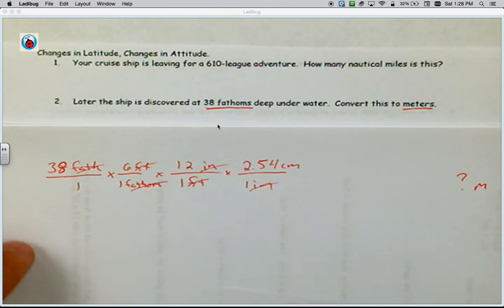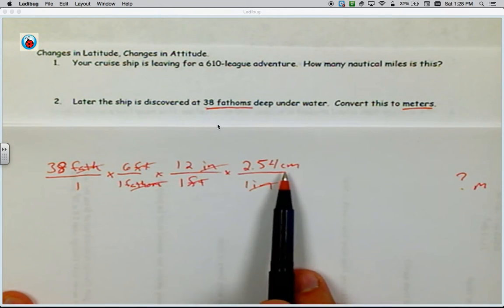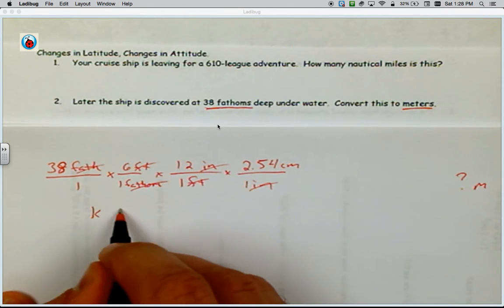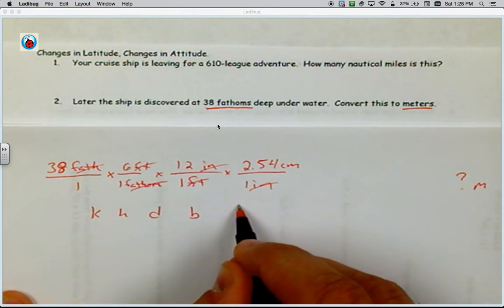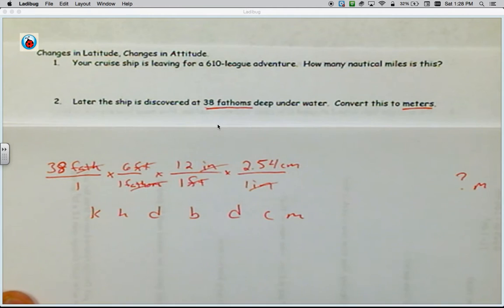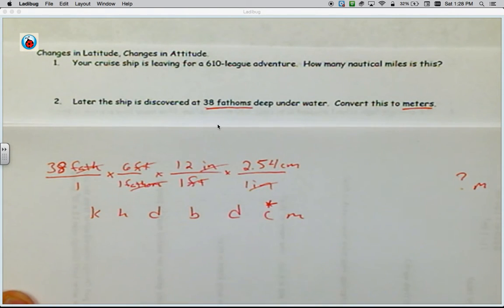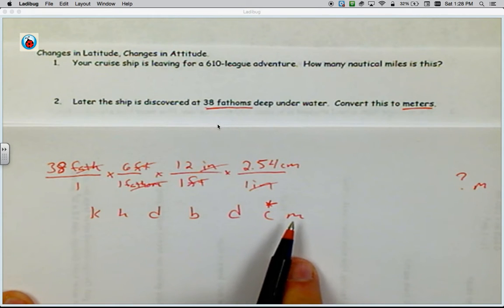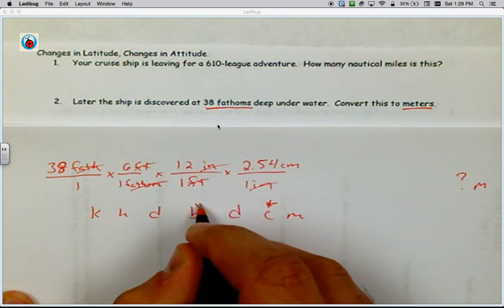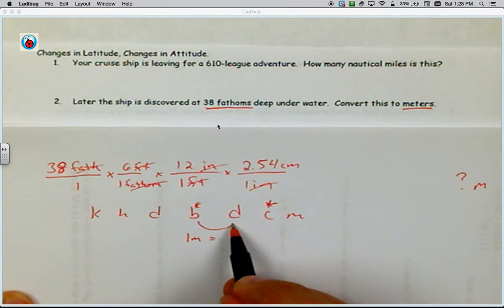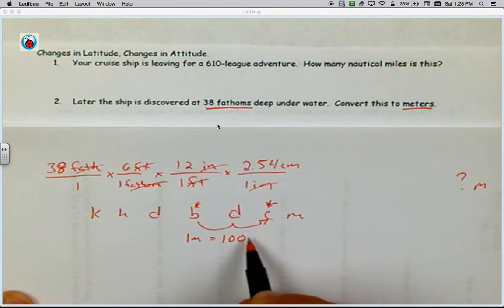Now we've got a predicament. We're trying to get from centimeters to meters. Ooh, centi. Centi's one of our prefixes. King Henry died by drinking chocolate and milk. Now which one's bigger? A centi or a meter? Wait, where's meter? Is this meter? No, I think that's milli. Meter's over here at the base. So our base, 1 meter, is bigger than centi. So if we had 1 meter, it would be equal to 100 centimeters.